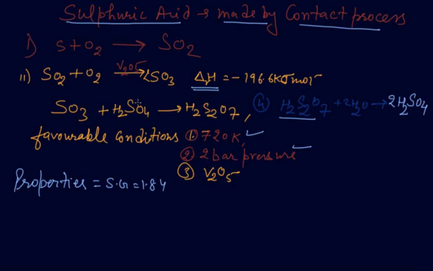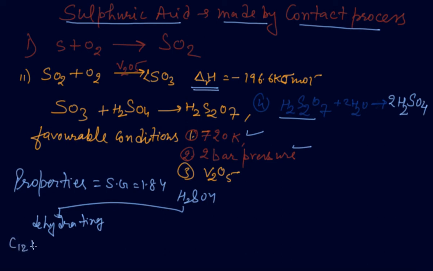Some more properties of this one: it dissolves in water with the evolution of a large quantity of heat. Care must be taken while preparing sulfuric acid solution from the concentrated sulfuric acid. And it is important to know that sulfuric acid has three forms. It can react as a dehydrating agent. In a dehydrating agent, it removes the water.